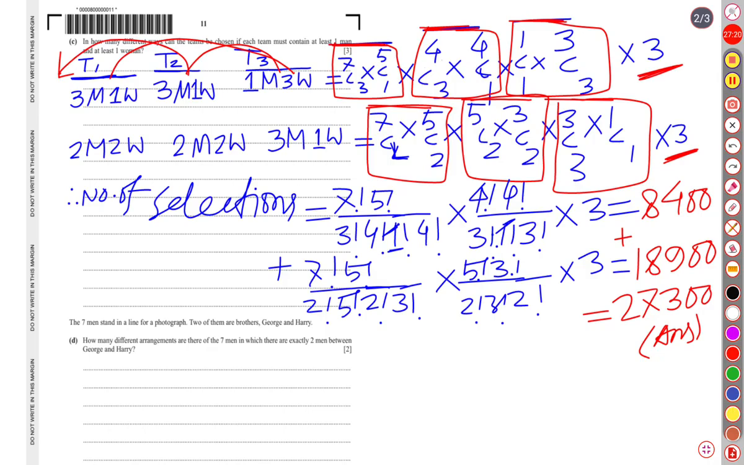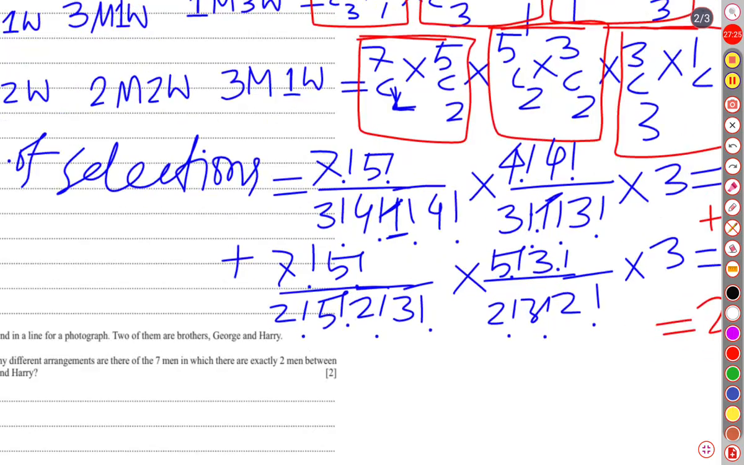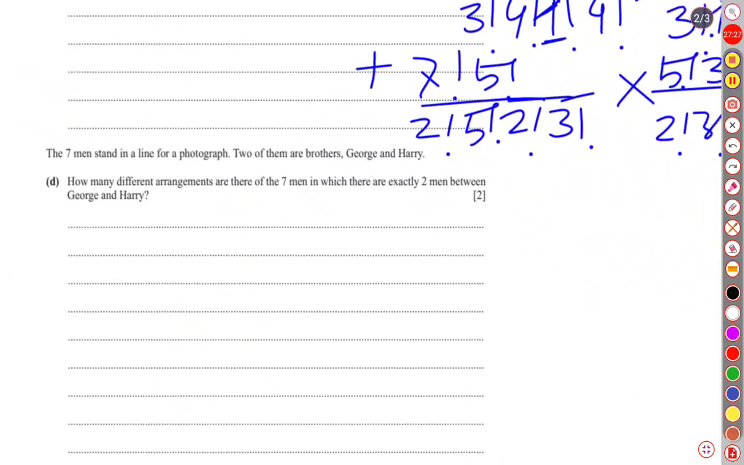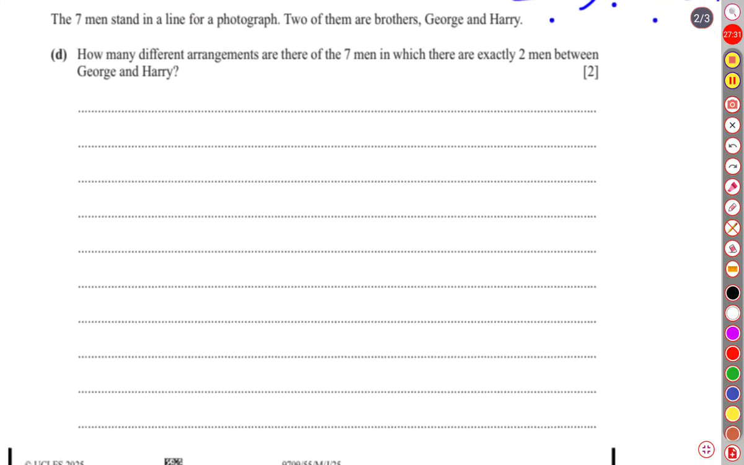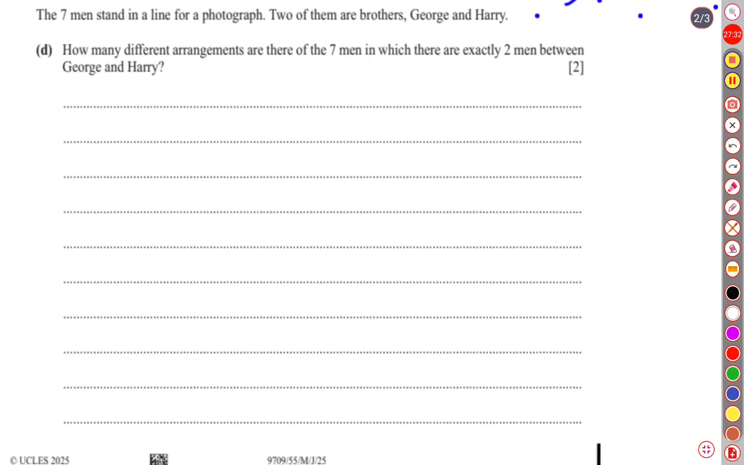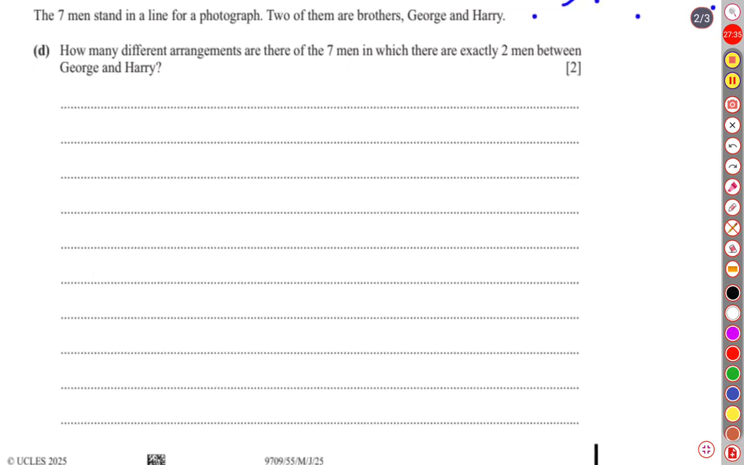Well, let's move on to solution number D. D says: 7 men stand in a line for a photograph. 2 of them are brothers, George and Harry. How many different arrangements are there of the 7 men in which there are exactly 2 men between George and Harry? Okay, this is not difficult at all.